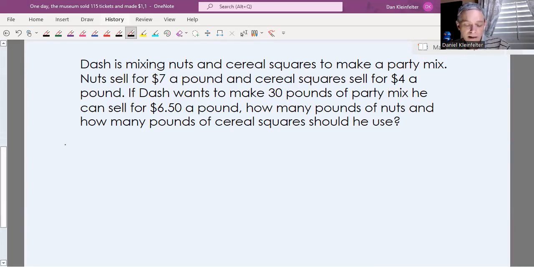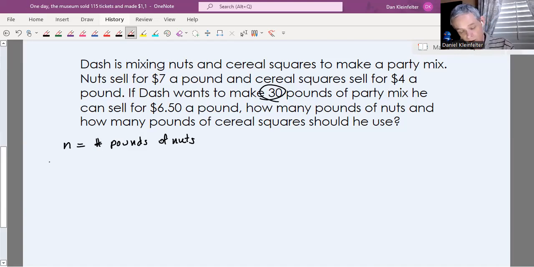So for the variable here, I'm going to let N be the number of pounds of nuts. And then for the pounds of cereal squares, I know that he wants to make 30 pounds total for the mix. And so 30 minus N will be the number of pounds of cereal squares.